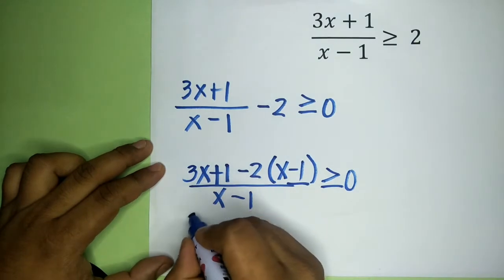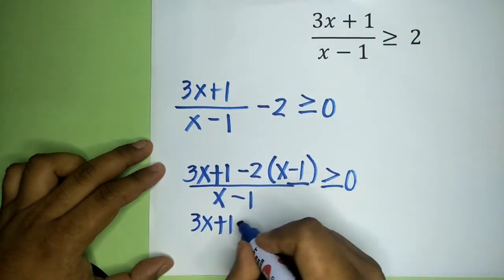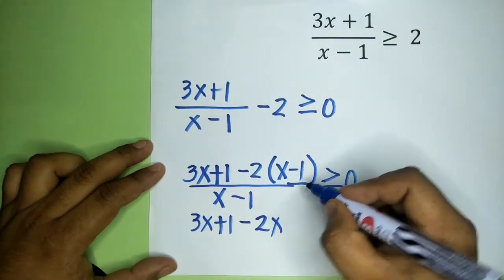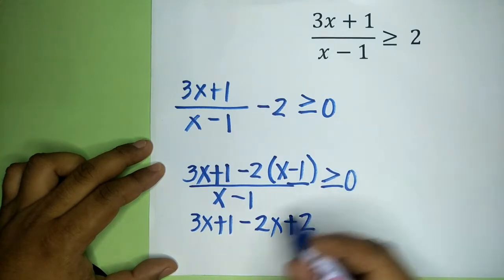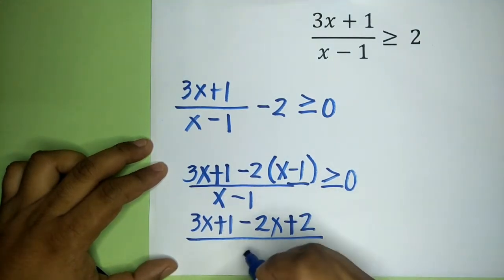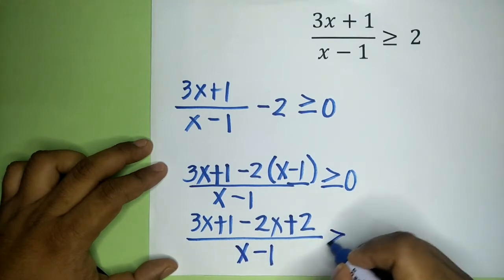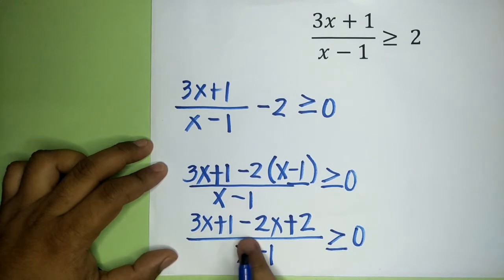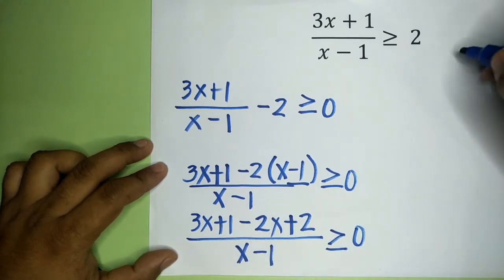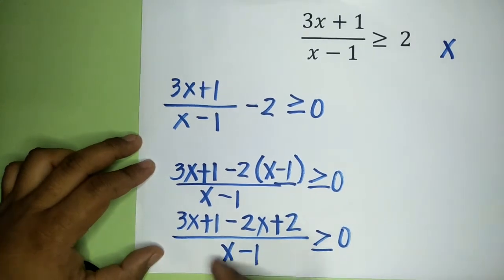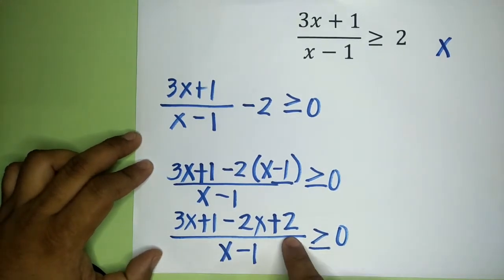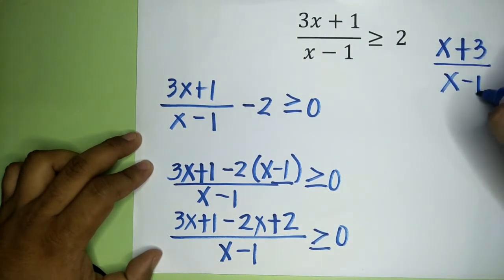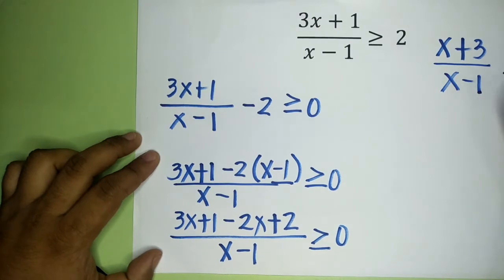It will become 3x plus 1. So, minus 2 times x is 2x. Negative 2 times negative 1 is positive 2. Over x minus 1 is greater than or equal to 0. Combine like terms, 3x minus 2x, so that is x. Then, 1 plus 2, that is plus 3. Over x minus 1 greater than or equal to 0.